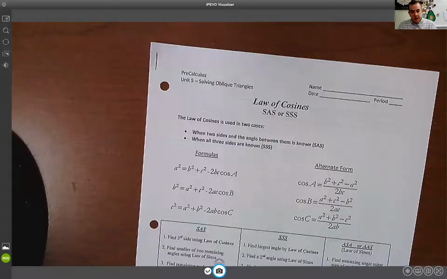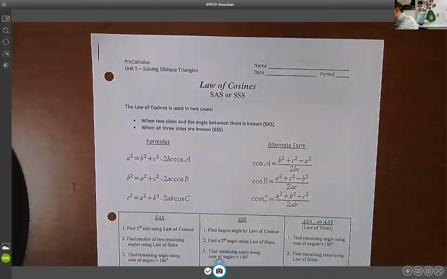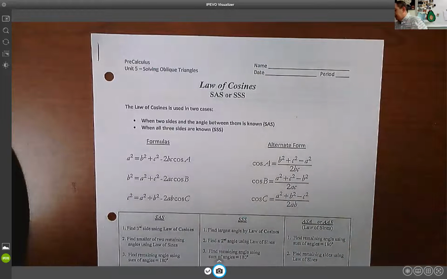Okay, today we're going to talk about what is called the law of cosines. Last time we did the law of sines, and now we're going to show the other way we can work these problems. Just as a reminder, let's go over what we did before.